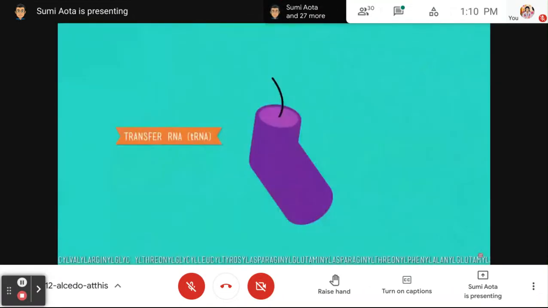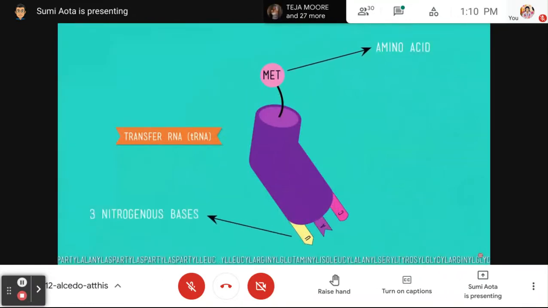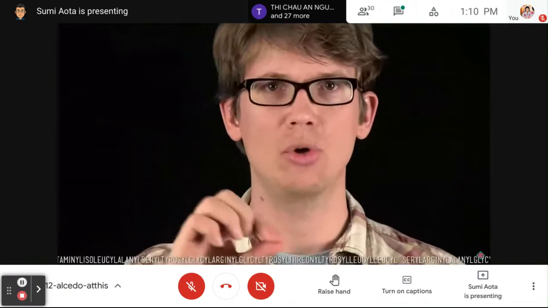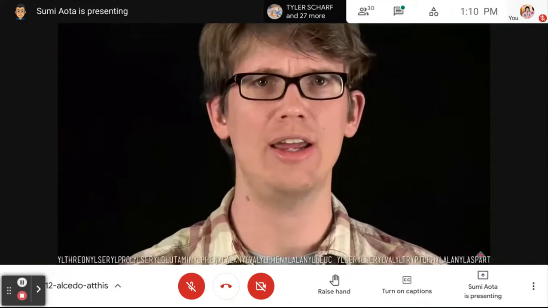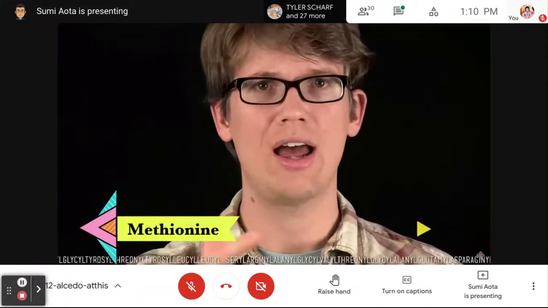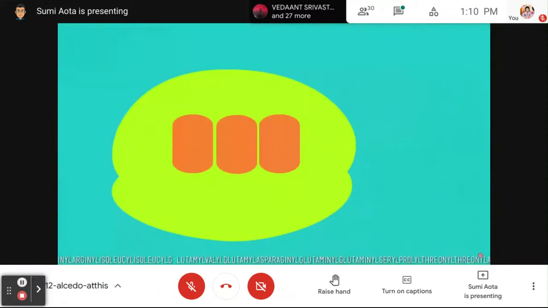On one end of the tRNA is an amino acid. On the other end is a specific sequence of 3 nitrogenous bases. These two ends are kind of matched to each other. Each of the 20 amino acids that we have in our body has its own sequence at the end. So if the tRNA has the amino acid methionine on one end, for instance, it can have UAC as the nucleotide sequence on the other end. Now it's just like building a puzzle.